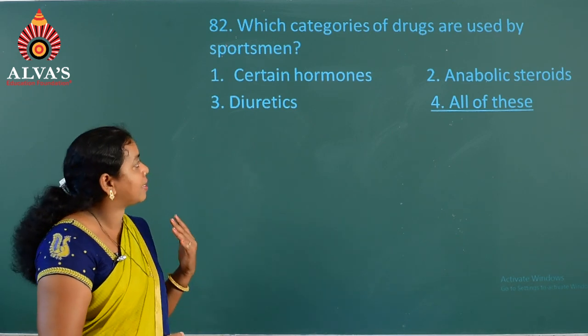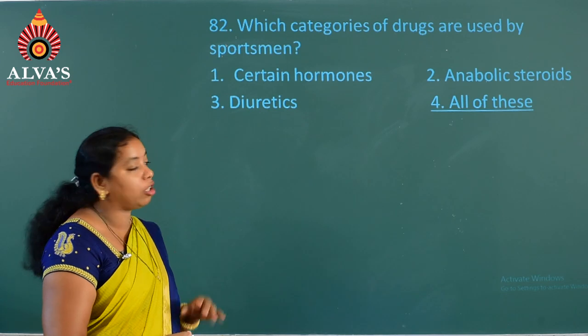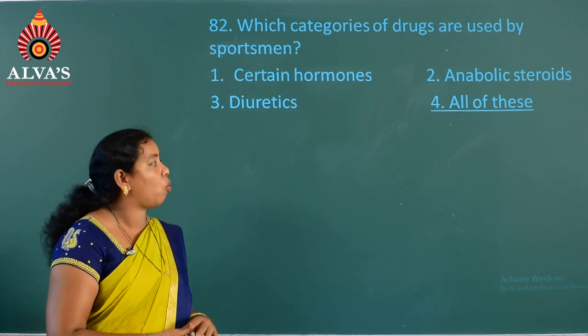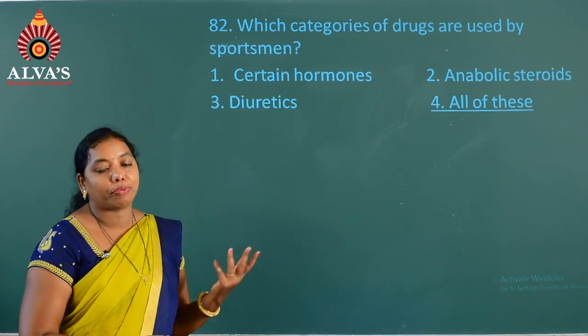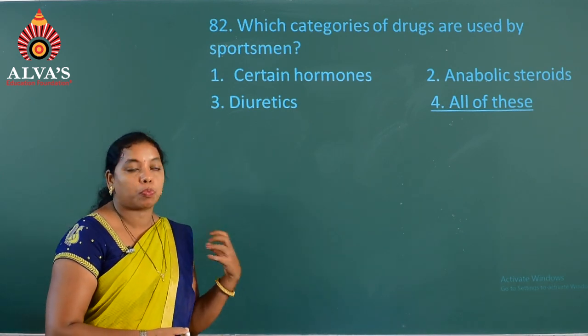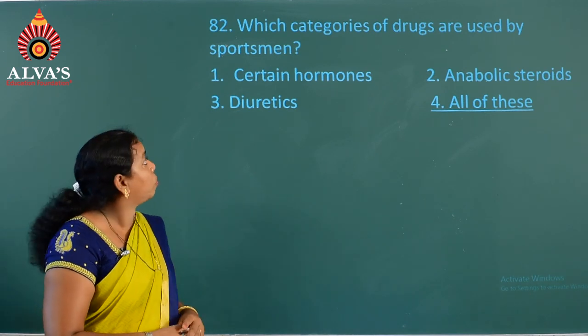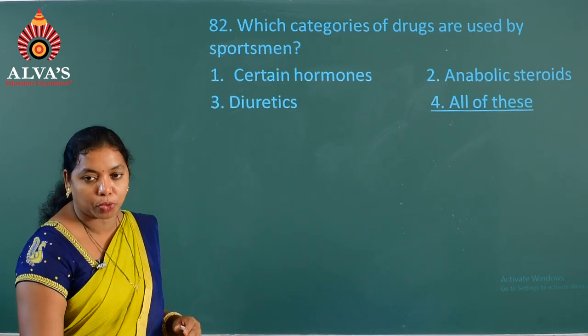First option, certain hormones. Second, anabolic steroids. Third one, diuretics, and fourth one, all of this. So the answer is all of this, because all of these drugs are used by sports persons. So hence we can see that the correct answer for question number 82 is the fourth option.